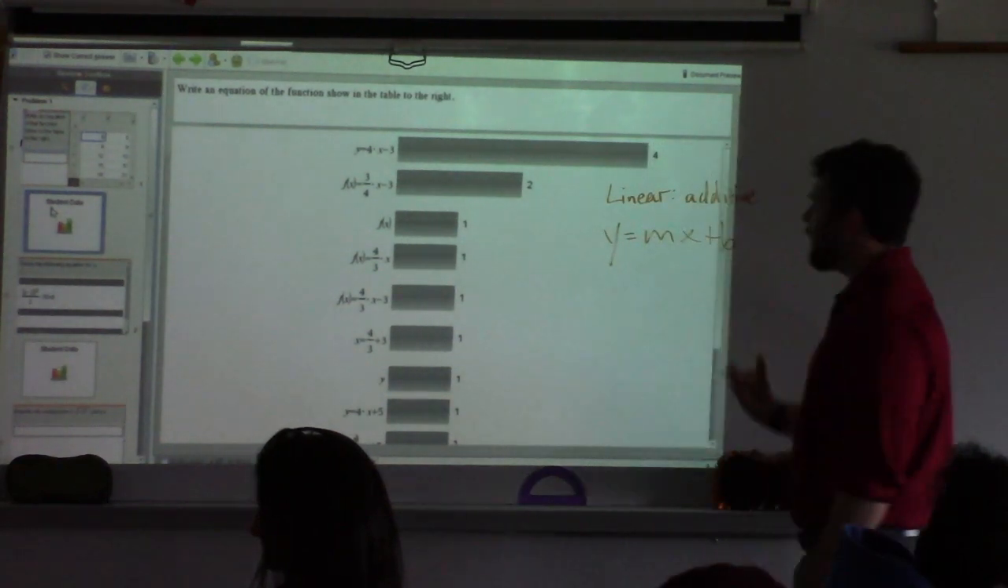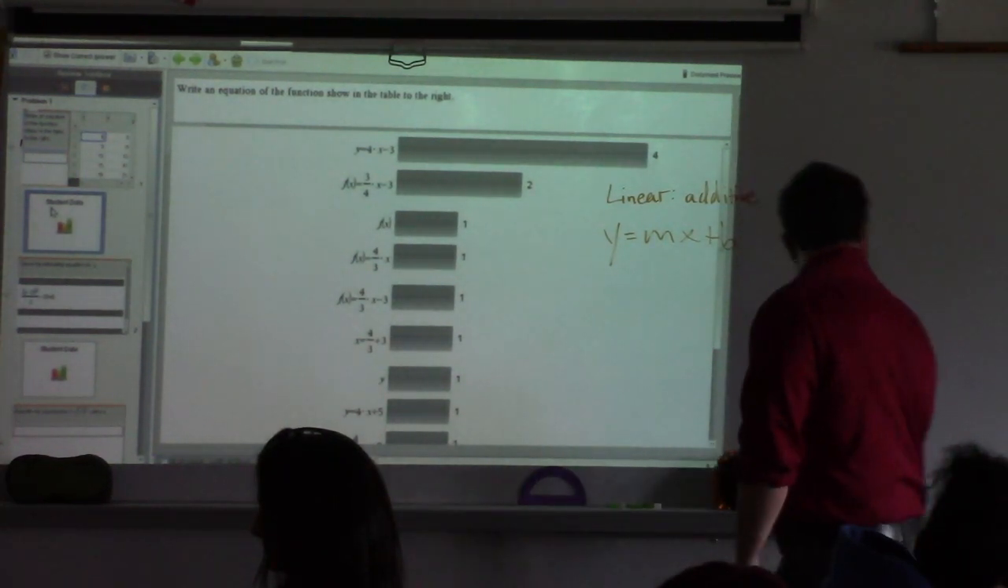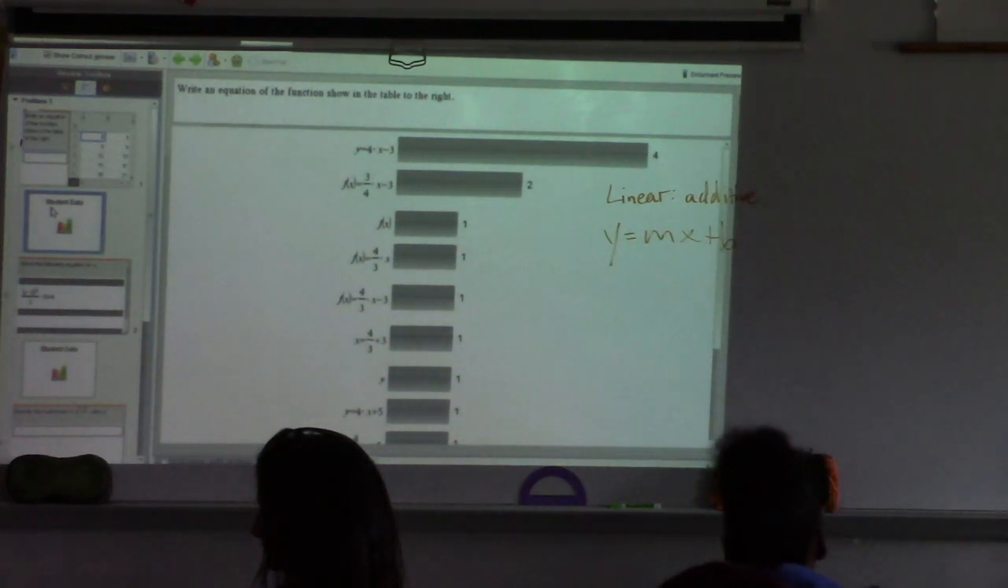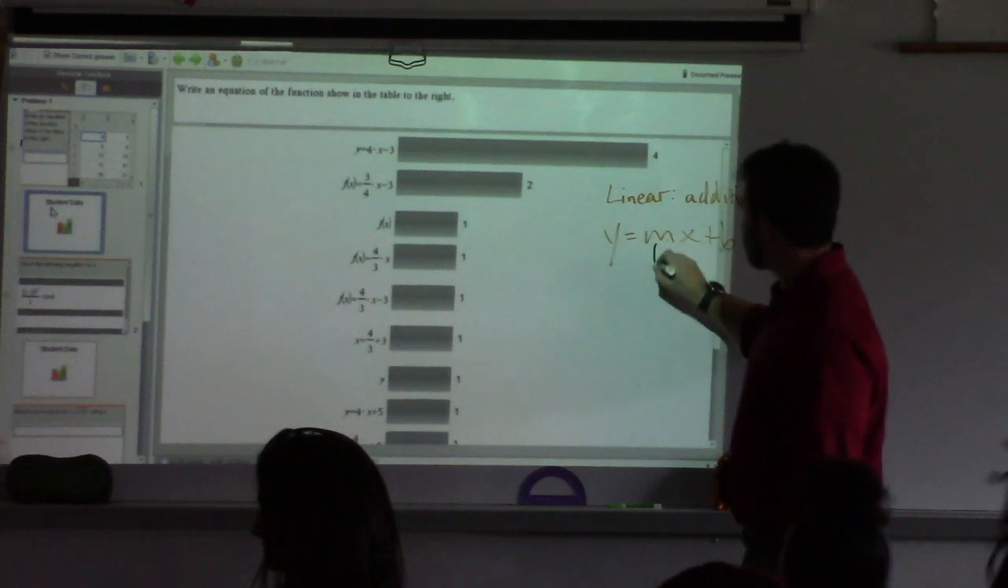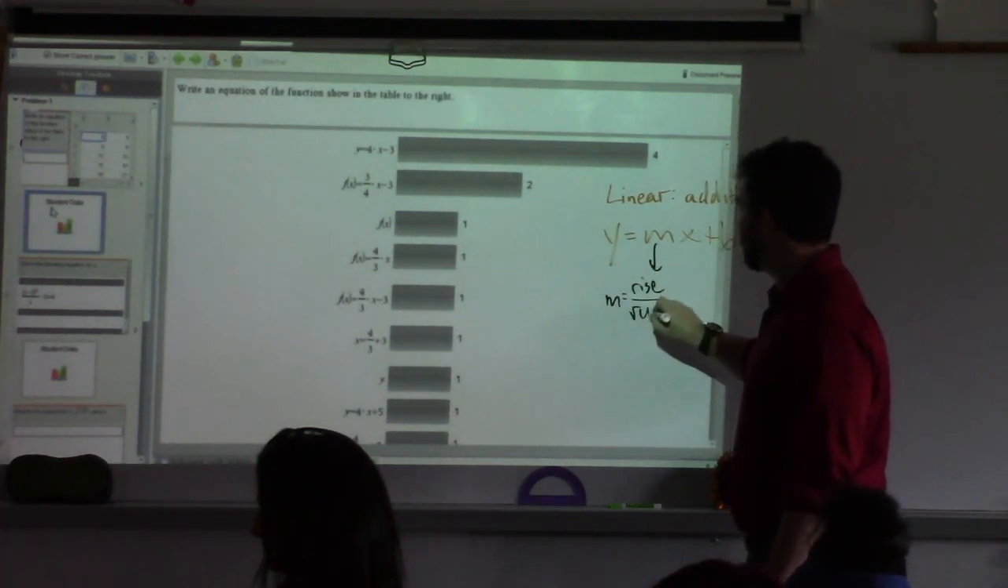Now, this is where we got to be careful. What do we mean by m? Slope. But then how do we calculate that slope? Rise divided by run. There you go. Thank you for correcting that. Rise divided by run. Is there another way we could calculate it? No. I don't know. No.